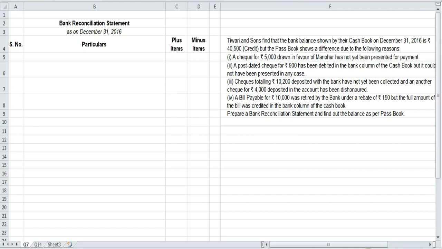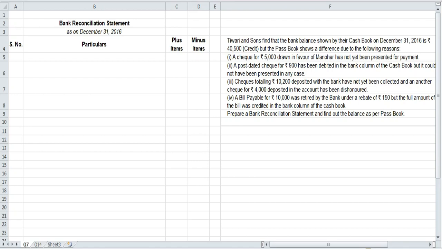Hello students, so we will be solving question number 7 from the bank reconciliation statement chapter, and we have learned both the favorable, the plus item for your cash book and for your passbook. Today we'll learn if it is unfavorable or minus item.